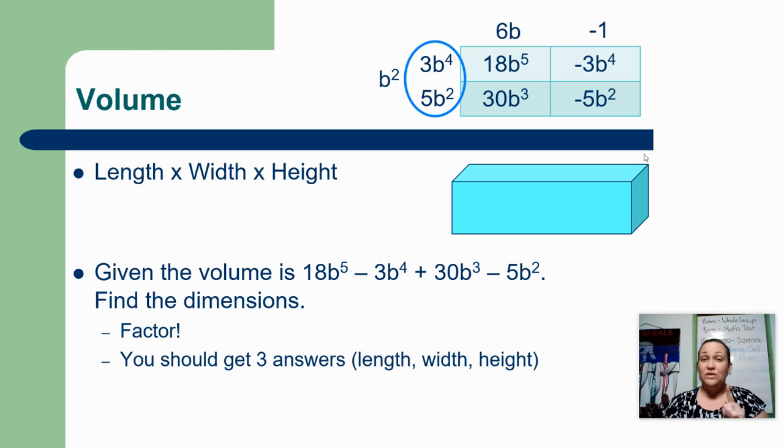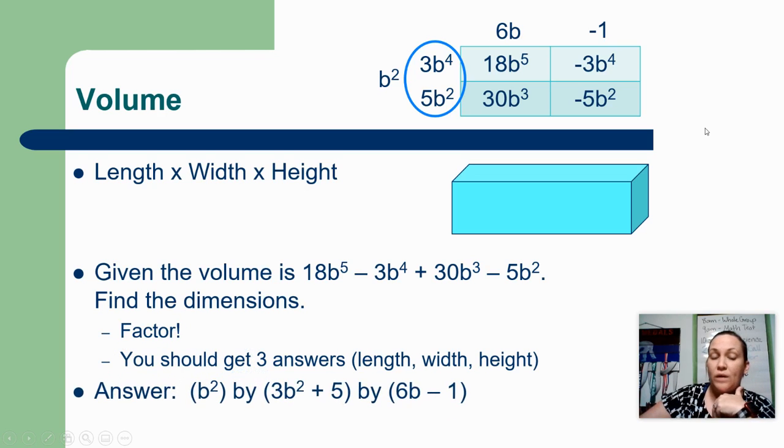So one of my answers is b squared. My second answer is what I get after I take out the b squared, so 3b squared plus 5. And then my third answer is across the top, the 6b minus 1. So those are my 3 answers, my length, my width, my height. It doesn't matter which one is which. We actually don't really know which one is which, but it's important that we got 3 of them.